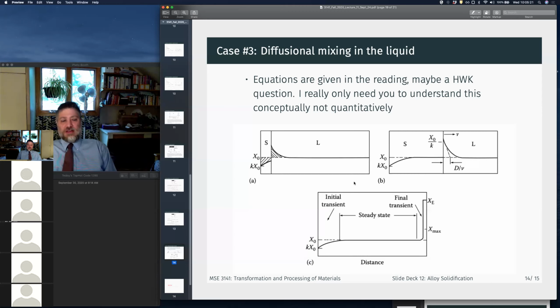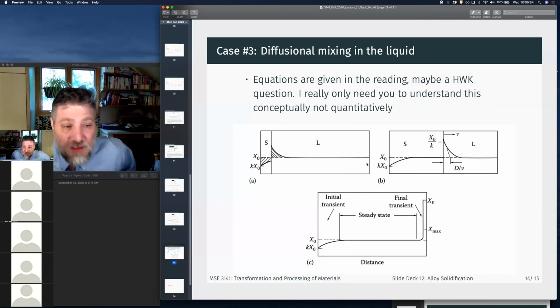So, okay, I'm going to stop there. Friday, we're going to talk about dendritic solidification and zone refining. I'm going to review this at the beginning, because dendritic solidification depends strongly on these composition gradients and the temperature gradients that are associated with this. So Friday, we'll start by reviewing this diffusional mixing in the liquid again. Okay? Until then. Before you go. Oh, sure.